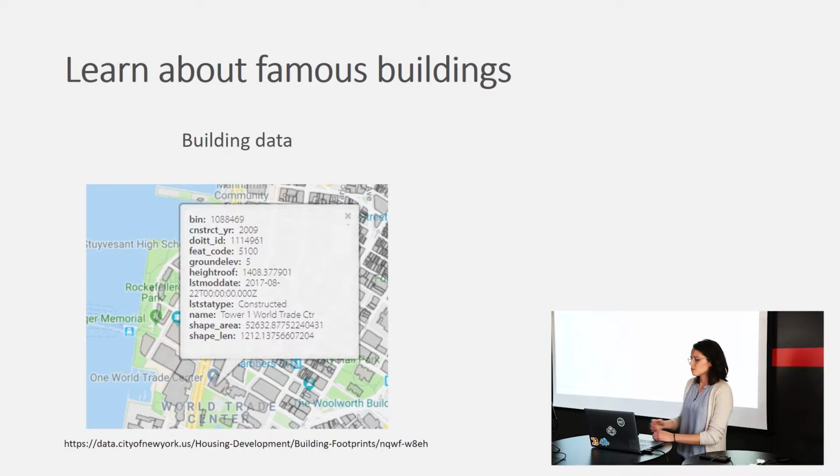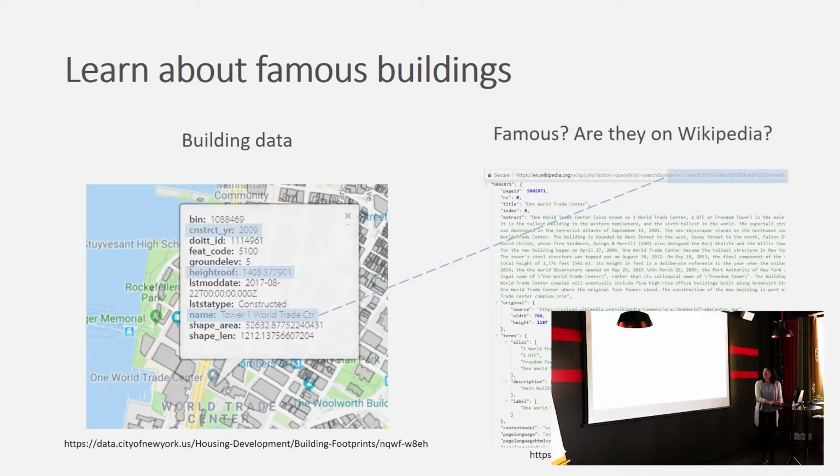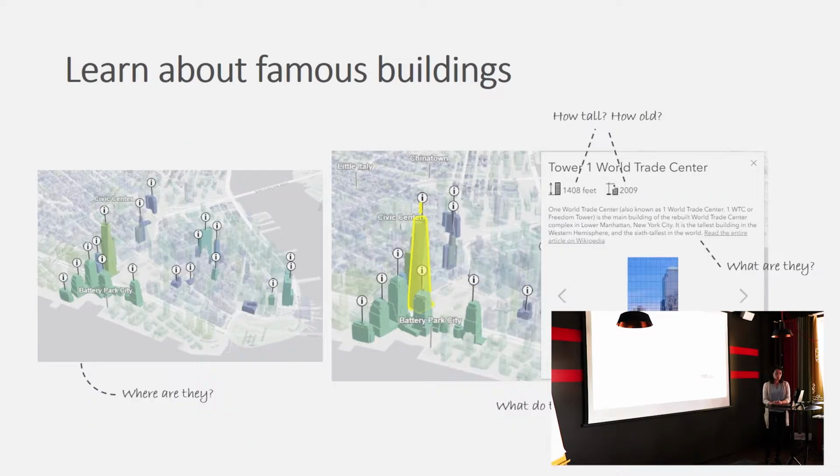This was fairly easy for me to get the data. I didn't use CityEngine, I used Pro. I took the data from the Open Data Portal of New York. They have tons of data there. And to figure out if the building was actually famous, I was like, okay, if it's famous, then it must be on Wikipedia. That was my criteria. So I took the name from the data and I plugged it into the Wikipedia API, and from there I got more information about the building.